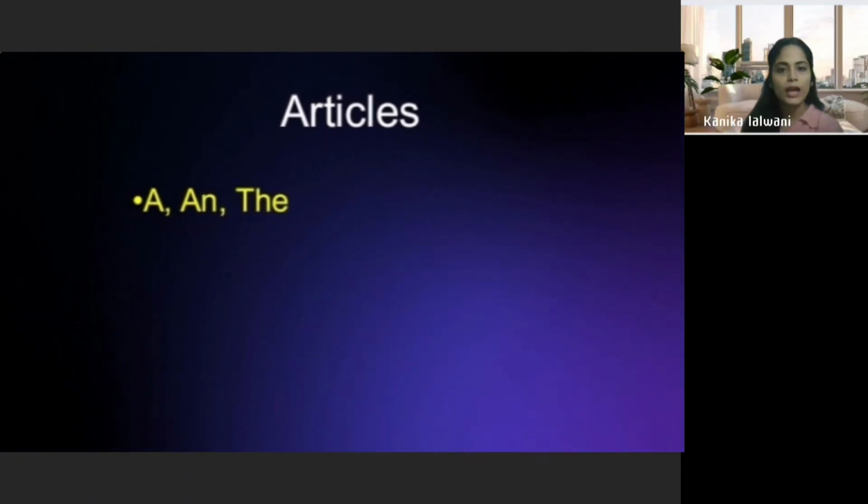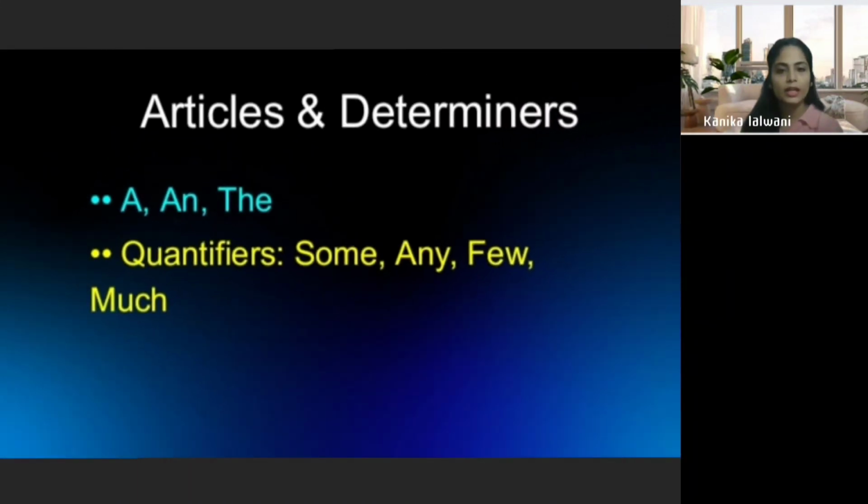Then we come to articles and determiners. Articles include a, an, and the. We learn when to use each of them. Determiners include words like some, any, few, many, and much, which give more information about nouns.